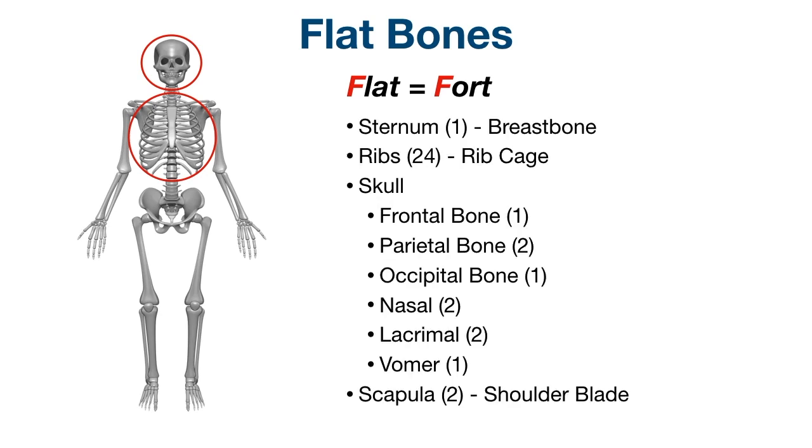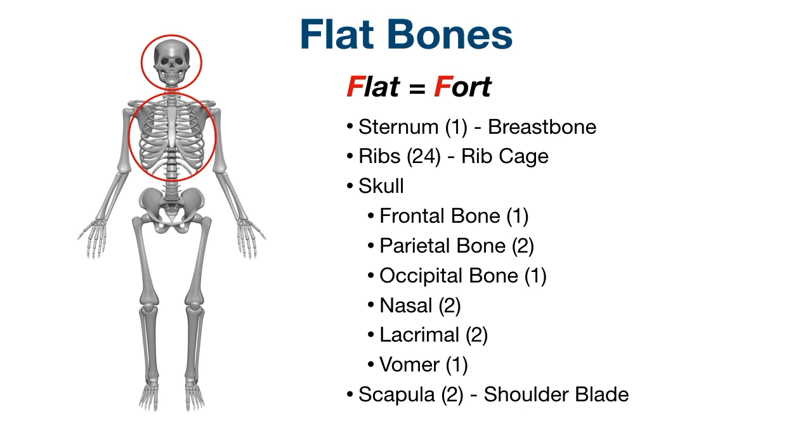Flat bones include the sternum, ribs, and some of the bones of the skull, including the frontal, parietal, occipital, nasal, lacrimal, and vomer bones. In other words, most of the flat bones of the skull make up the top of the cranium and the midline of the face. The rest of the face and skull are irregular bones, which we'll talk about soon. The previous videos on the anatomy of the cranial and facial bones are linked down below in the description.